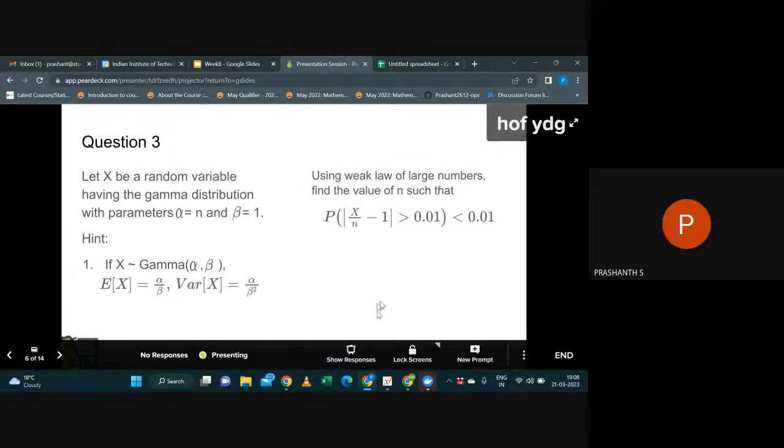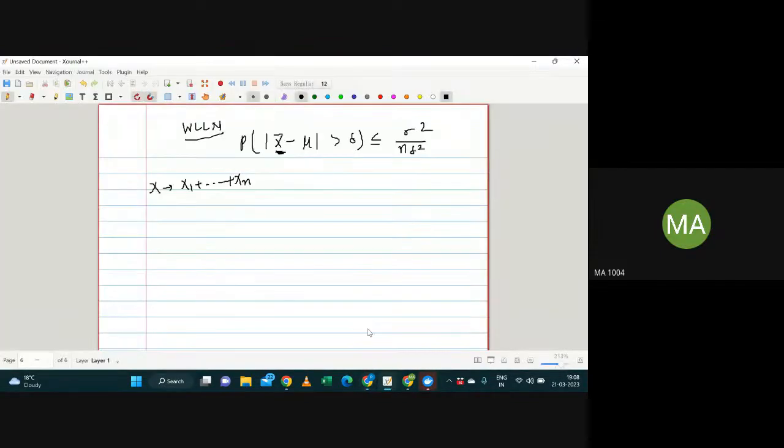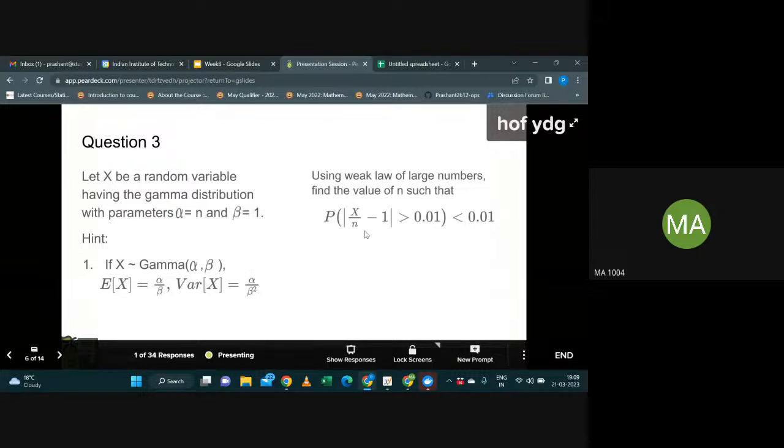You have to assume your X as X1 plus and so on up to Xn, such that each Xi is gamma 1 comma 1. These are things you have to think about, but I'm giving it as a hint. Are you getting what I'm trying to say here?